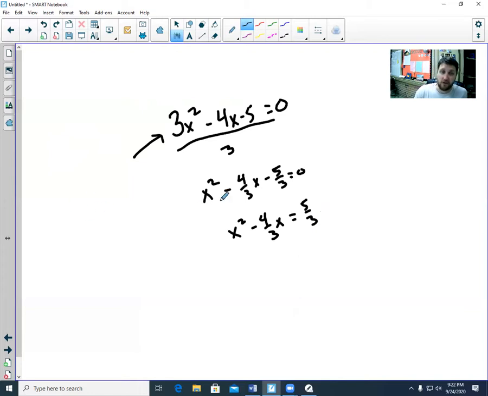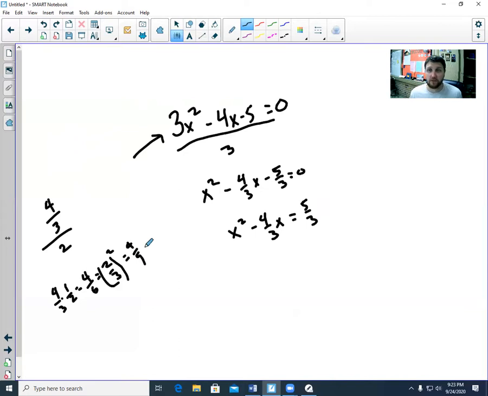Keep in mind when you do b over 2, 4/3 divided by 2 is the same thing as multiplying by 1/2, so 4/3 times 1/2 turns into 4/6, which turns into 2/3. So b over 2 in this case will be 2/3. Now you would square that, and you end up with 4 over 9. 4 over 9 is what you would add to both sides.